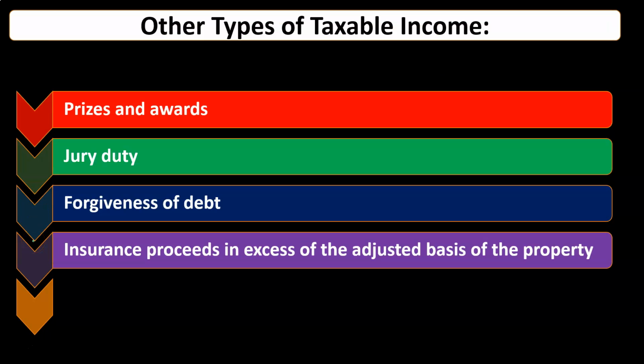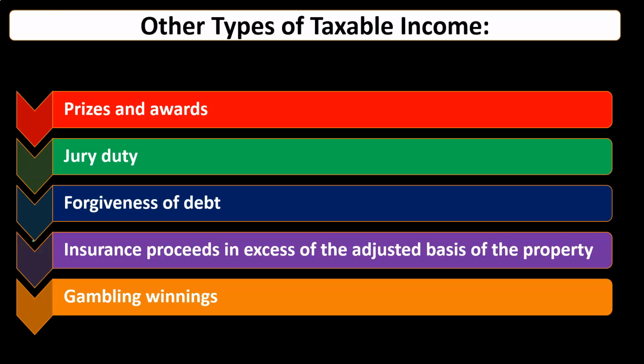Insurance proceeds in excess of the adjusted basis of the property. So if you got insurance proceeds greater than the adjusted basis of the property, then you may have income related to that. And gambling winnings. So oftentimes, if you do enough tax returns, you'll run across people that do gambling.